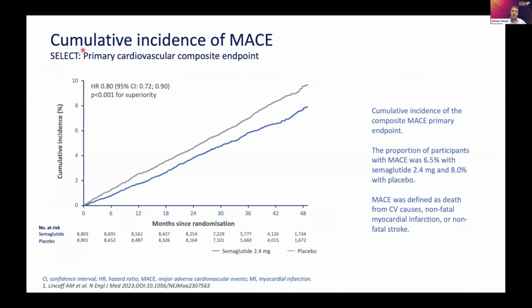And this is the SELECT study using semaglutide at 2.4 milligrams, similar to what we've seen in MASH, and looking at overall incidence of MACE and the improvement of this. On the y-axis, the cumulative incidence, and on the x-axis, the number of months since randomization. Semaglutide is in the blue arm, and placebo is in the gray arm. And you see the significant improvement in persons going on to develop these major adverse cardiovascular outcomes.